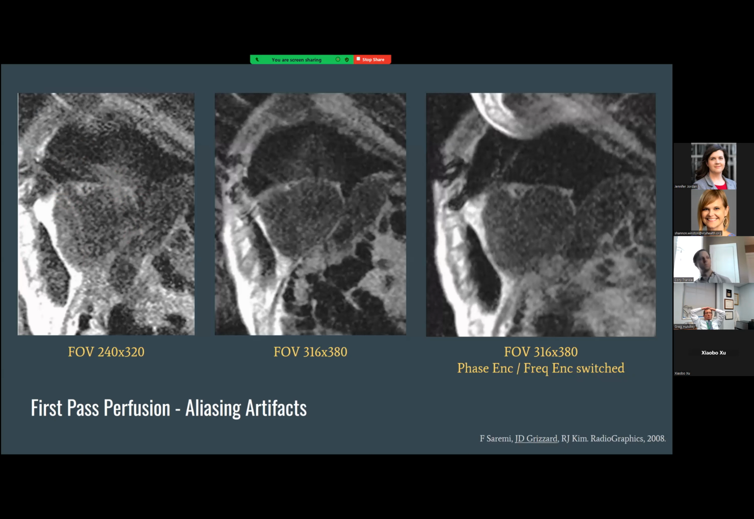Going from left to right, you can appreciate that the field of view is increased in the middle image, but there's still a little bit of artifact coming through the myocardium. So the technologists then switched the frequency and phase encoding direction. The wrap is now going in the opposite direction, and it's free of our myocardial space. So we're able to really interpret our images nicely there.